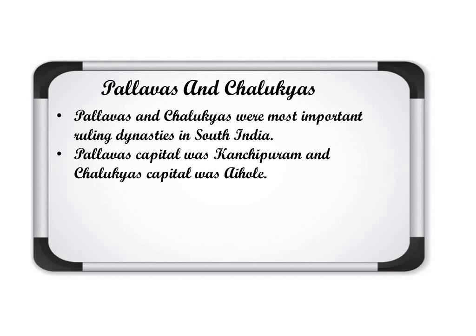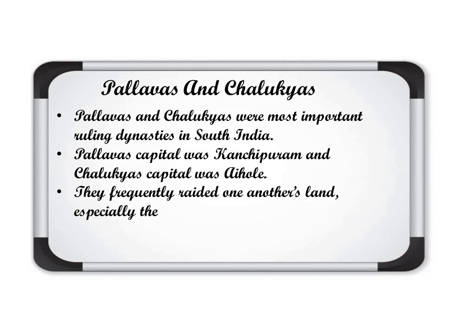So Raichur Doab was the area between the Krishna and Tungabhadra rivers. Clear? Now, they frequently raided one another's land, especially the capital cities. That I already told you why, because they were the prosperous towns of that particular time.